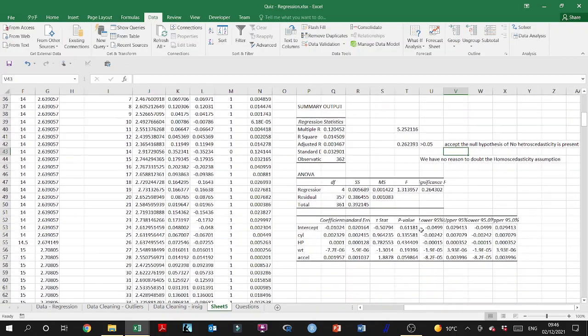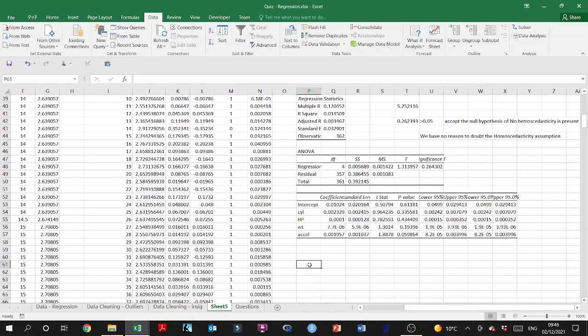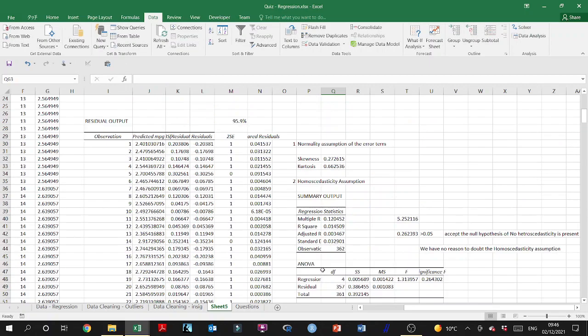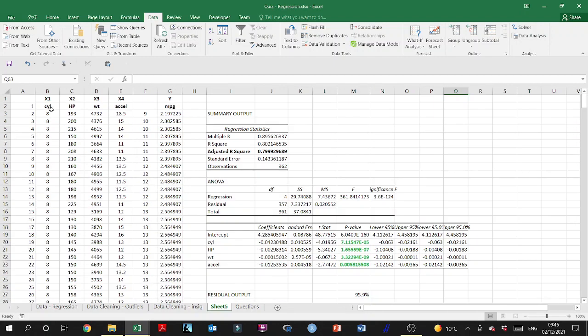Okay, so now this is awesome, isn't it? We're doing a very good job. Now we are going to do the last. The third assumption is the multicollinearity assumption. Sorry.